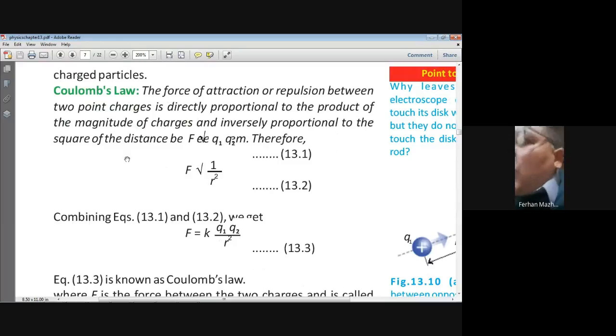Coulomb's law says the force of attraction or repulsion between two point charges is directly proportional to the product of the magnitude of the charges and inversely proportional to the square of the distance between them. So combining these relations, F equals K Q1 Q2 by R square.